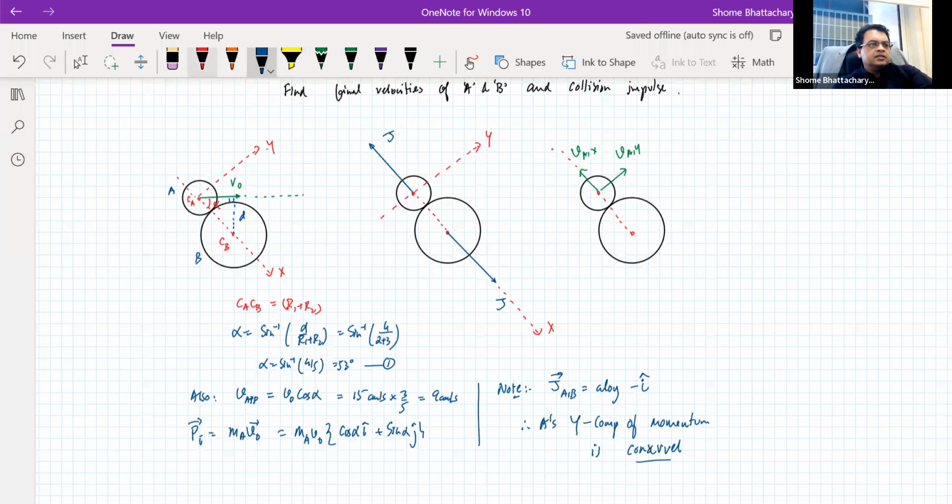Hence, you're getting one component directly over here. This VAY should be equal to nothing but V naught sine alpha. Whereas B will, of course, go up with a velocity purely in this direction. So A's velocity after impact will actually be, you have to calculate it this way.